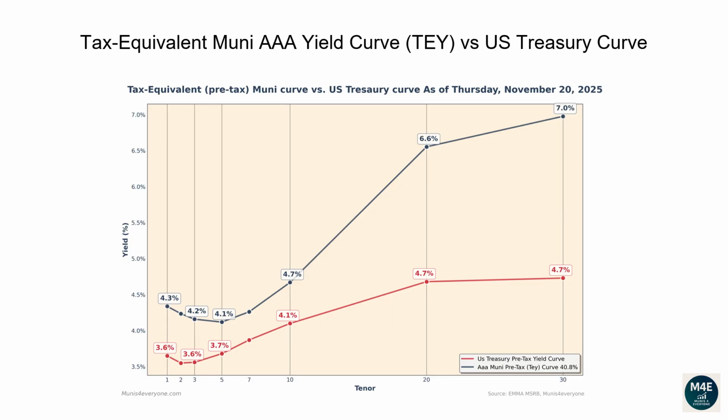Observing the current graph, we can see that currently all the Muni tax-equivalent yields, based off a 40.8% tax rate, are above Treasury yields. When this scenario happens, it may be less convenient for investors to buy US Treasury bonds. For example, if you wanted to buy a 30-year bond, a AAA Muni bond would yield 7.0% compared to a lower yield of 4.7% from a Treasury bond.